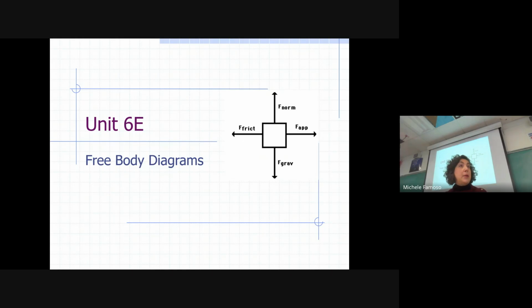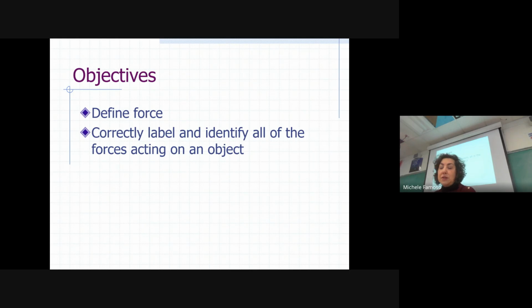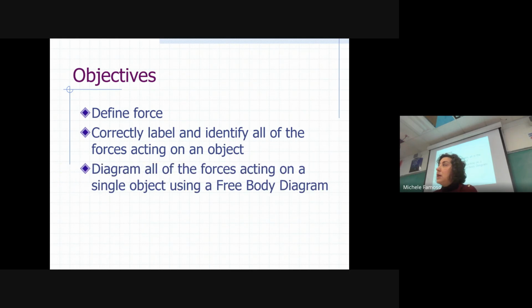Okay. So we're going to talk about how you make these diagrams. They're called free body diagrams, or FBDs for short. FBDs, free body diagrams. What I'm going to ask you to do with this is, of course, define what a force is. And then you need to correctly label and identify all the forces that act on something. And then actually draw the diagrams which show those forces acting using the techniques that we're showing you here for a free body diagram.